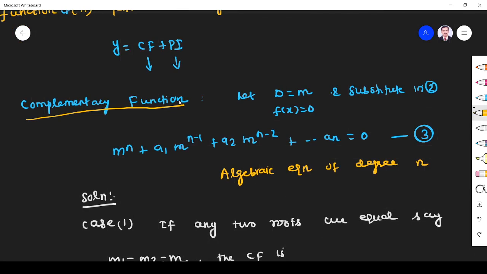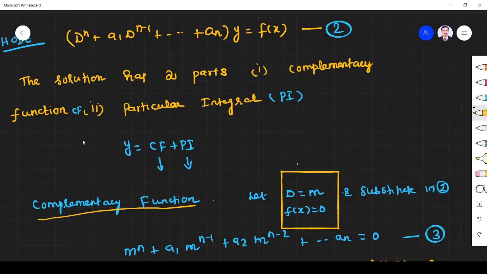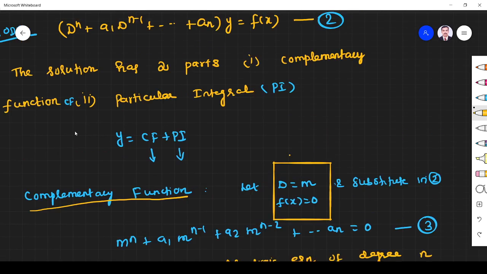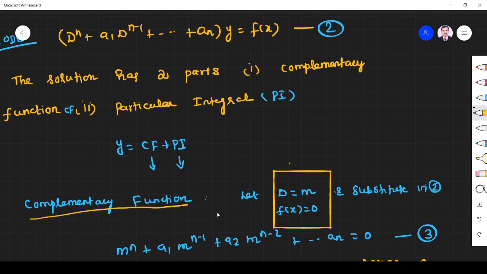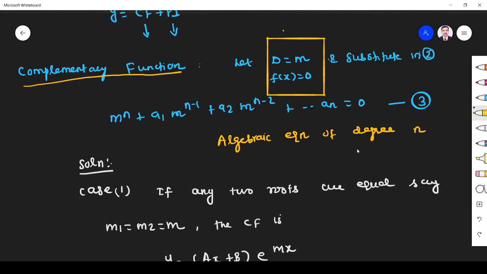If you want to find a complementary function, first we have to replace D by m and f of x by 0. In equation number 2, let us assume that D is equal to m and f of x is equal to 0, and substitute. So it will become m^n plus a1 m^(n-1) up to an, times y, which is equal to 0, since f of x is 0. So we get equation number 3.